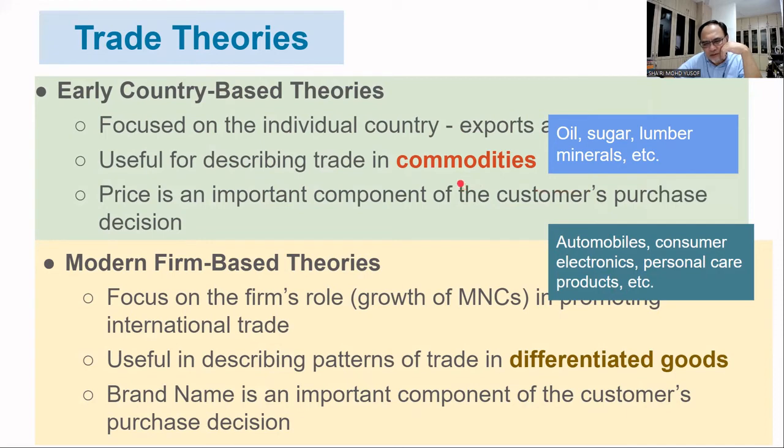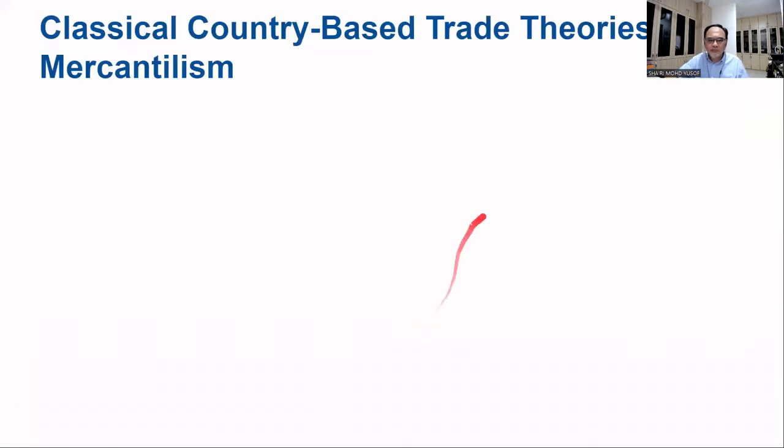Undifferentiated goods are probably also commodities. So for a differentiated good, brand name is an important component of the customer's purchase decision. It's not the raw material. It's like consumer electronics, like handphones, washing machines and so on. So the focus here is the firm, not the country.